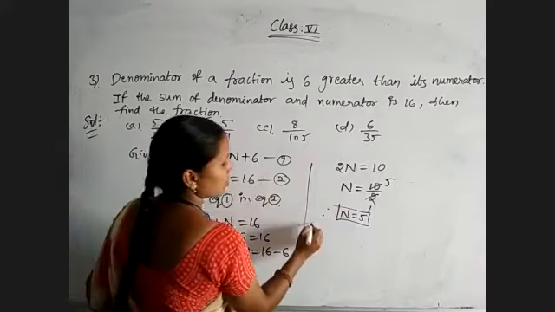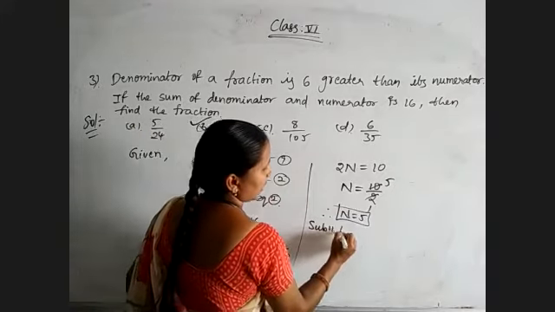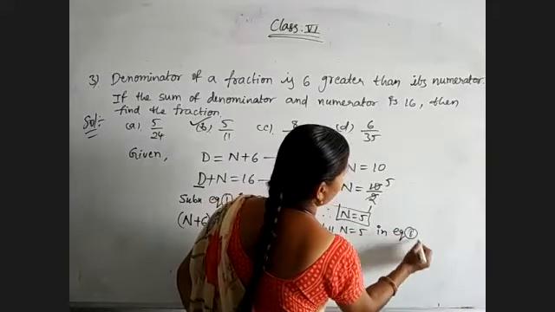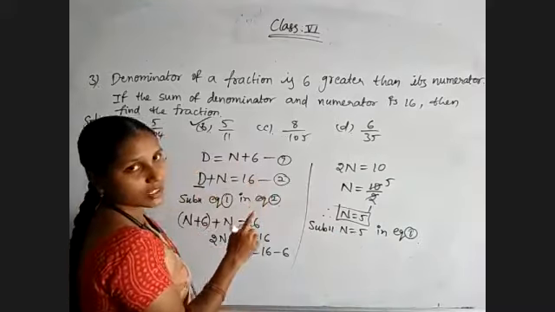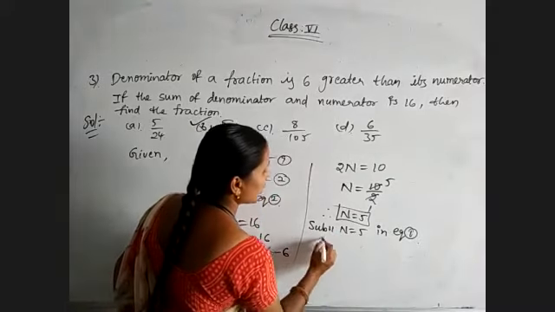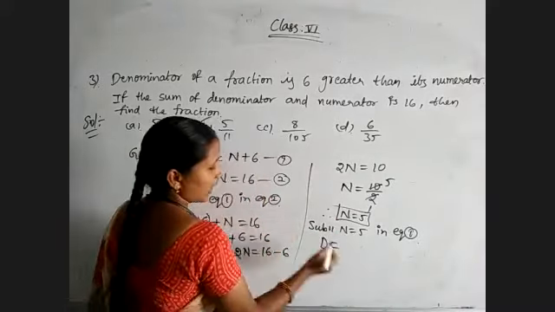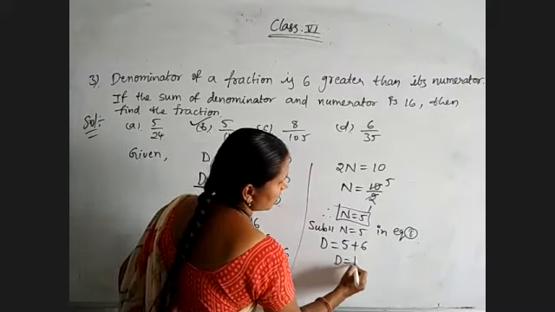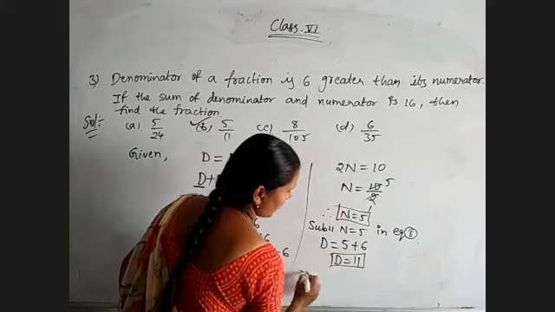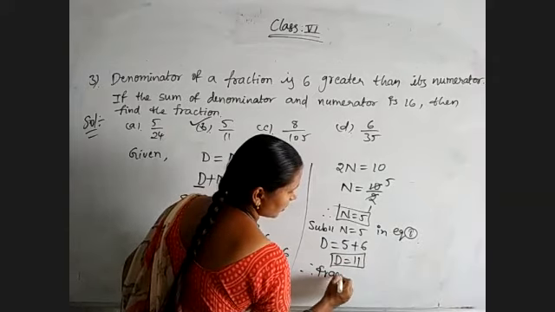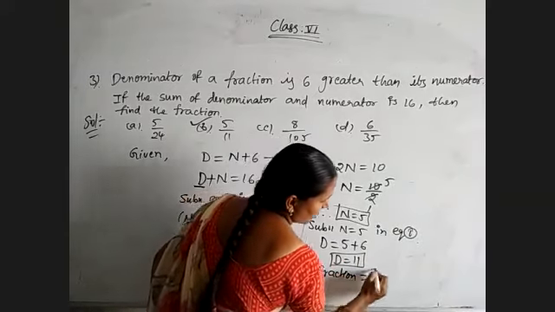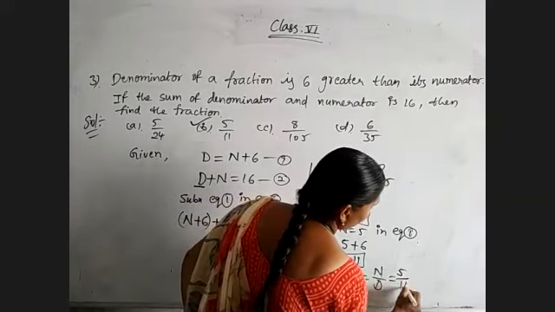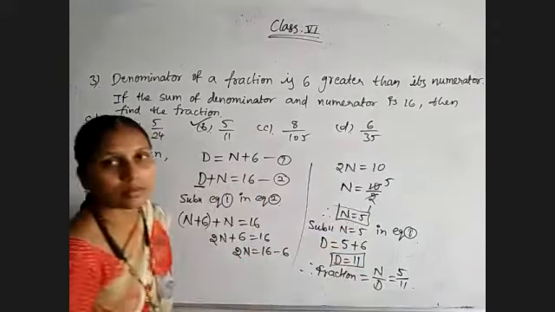No problem. So substitute n equal to 5 in equation 1. In any one equation you can substitute. So what will we get? Denominator will be equal to n plus 6, with n value 5, 5 plus 6. Denominator is equal to 11. Therefore, the required fraction is numerator by denominator, which is nothing but 5 by 11. That's all. Very simple question.